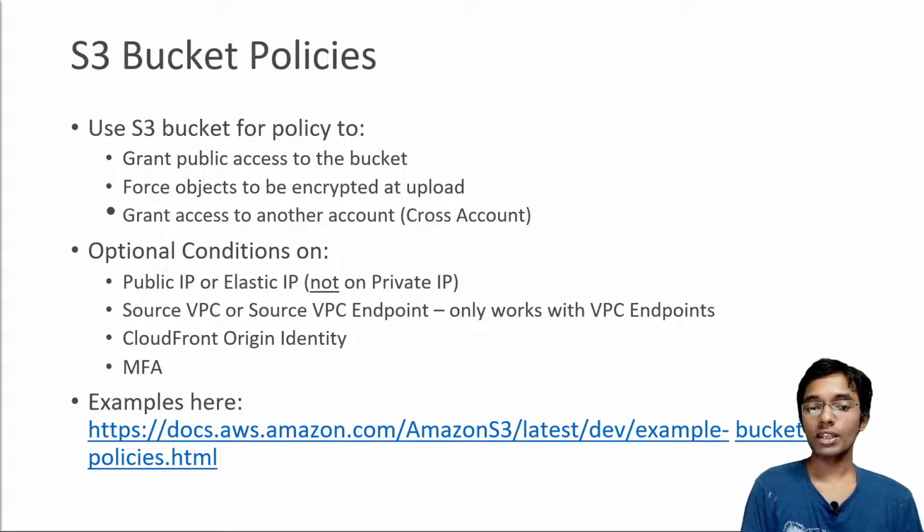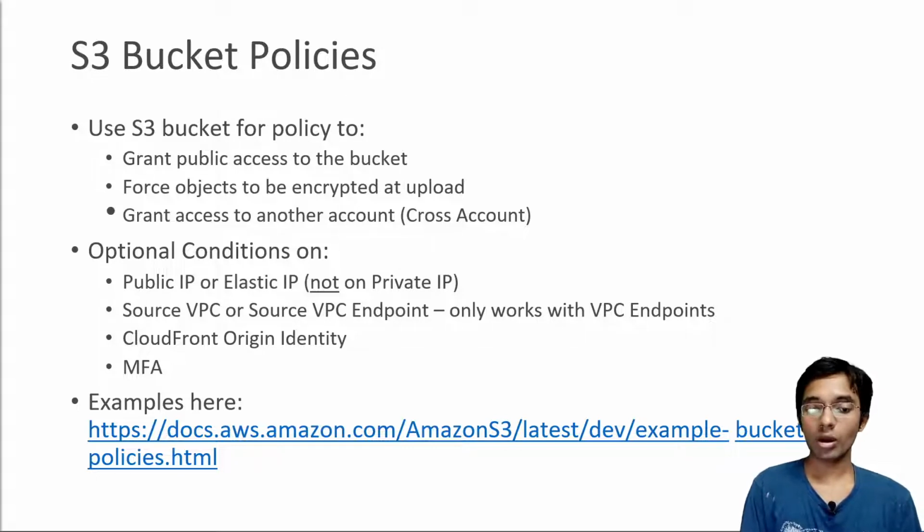Optional conditions. The first one is the public or elastic IP. It's called the source IP, and this is only valid for public and elastic IPs, not for private IPs. So it's possible that the exam will try to trick you into thinking that the S3 bucket policy source IP condition can be applied to a private IP, but this is not the case. S3 is a public service, and you access it publicly for now, so the only thing you can do with source IP is on public and elastic IPs.